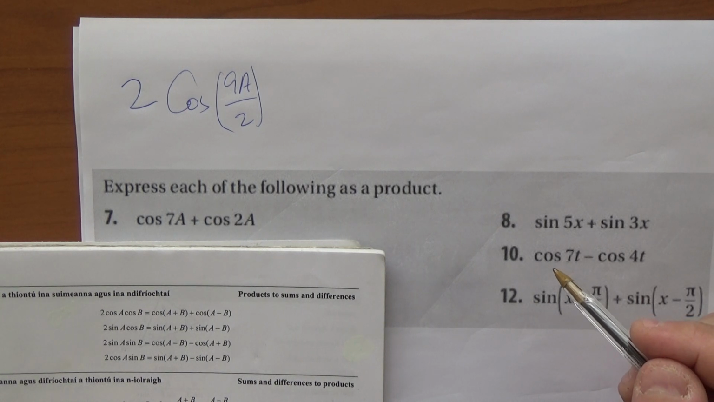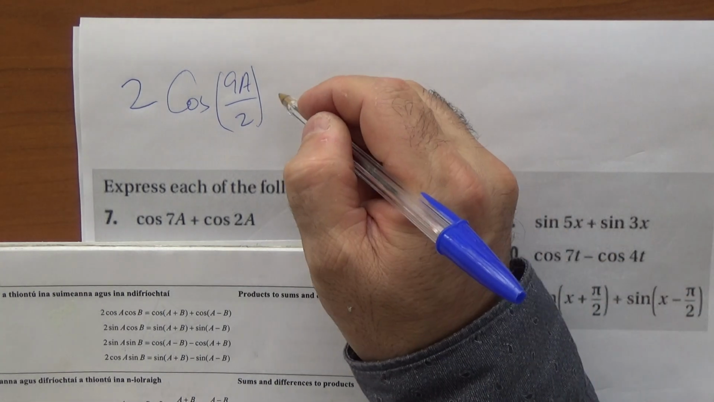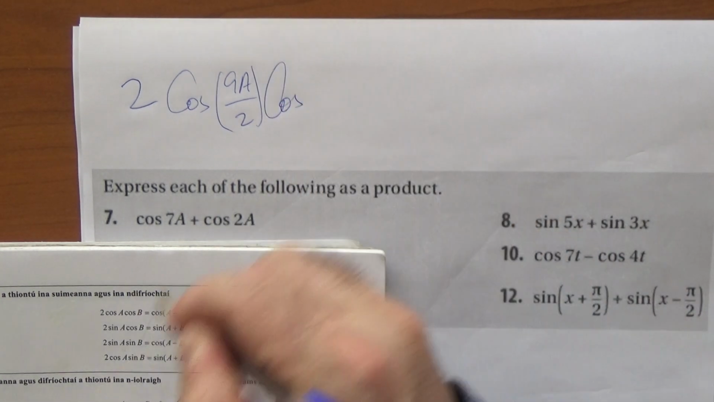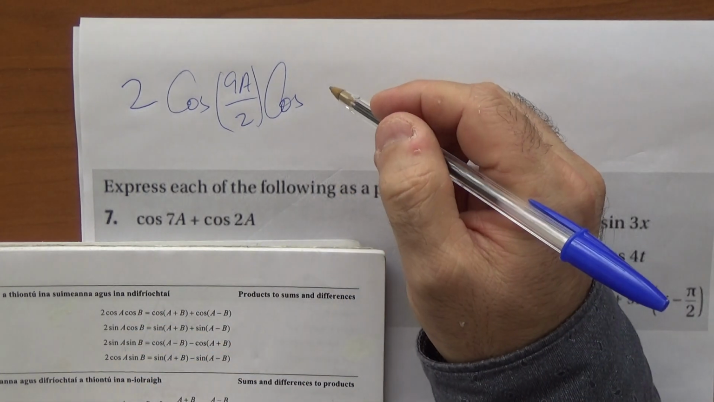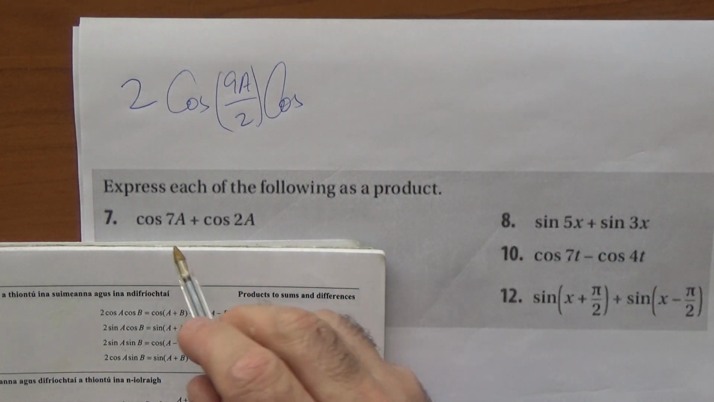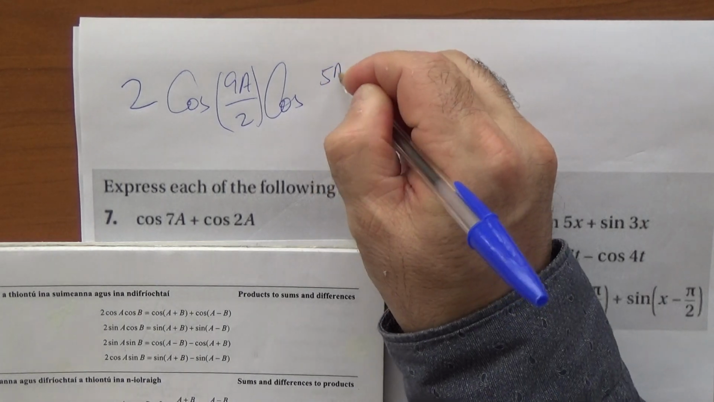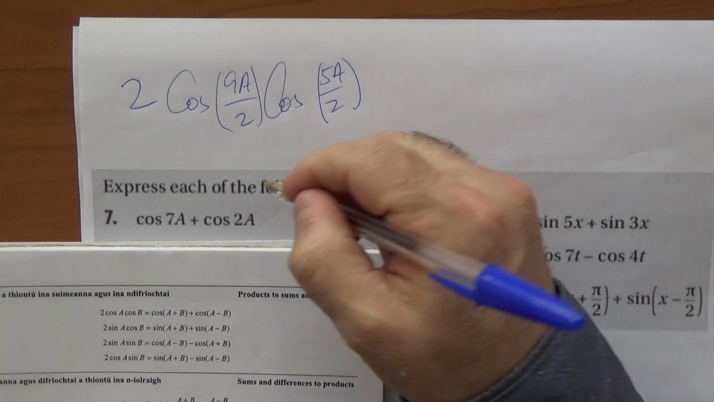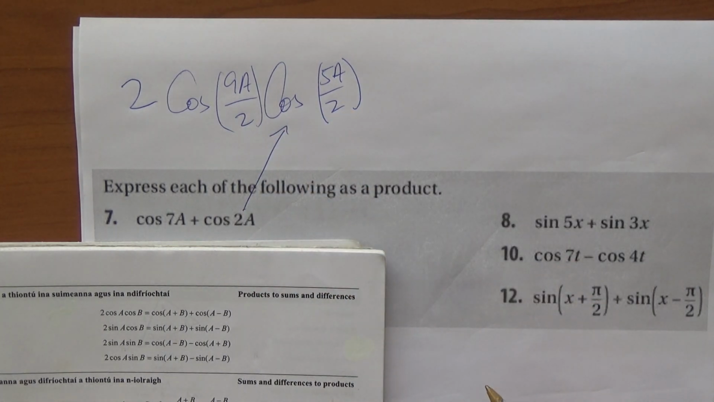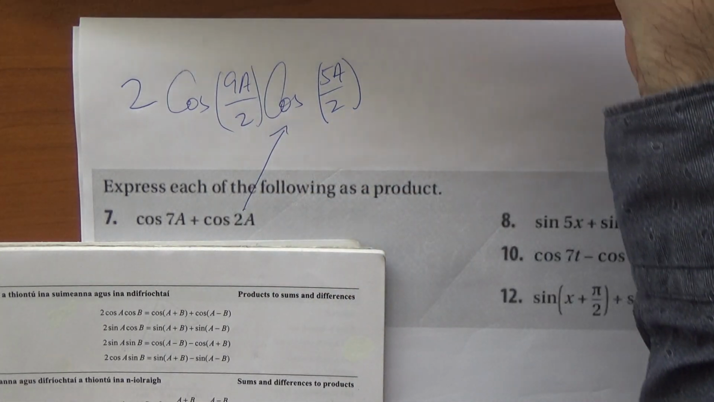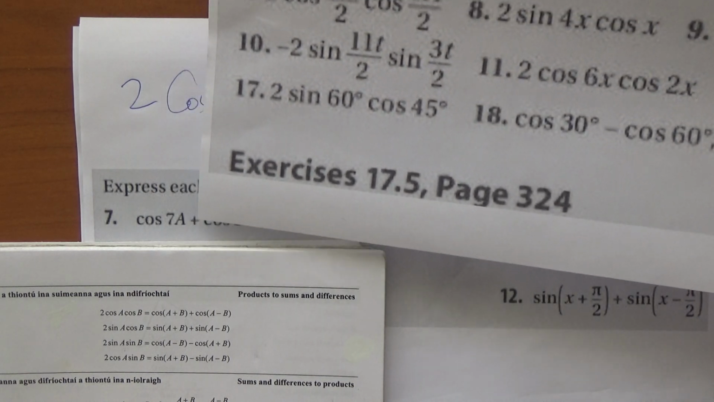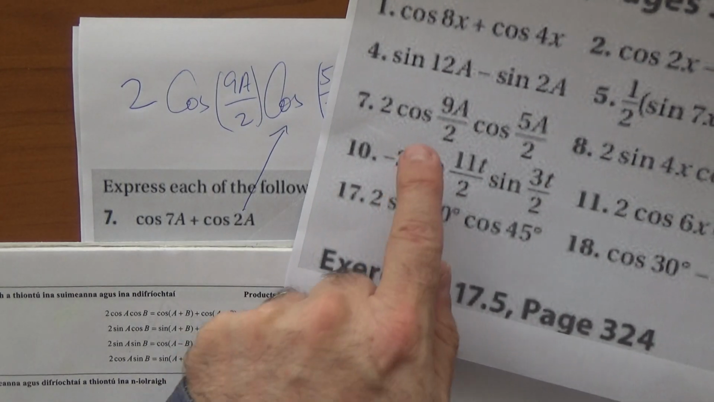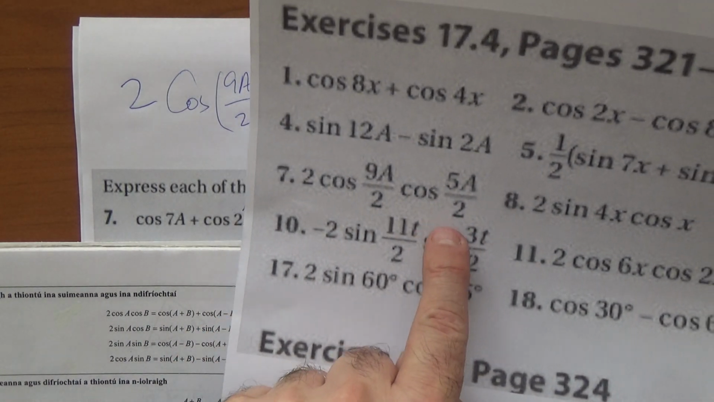Moving your finger on here, just bringing it on to the next little bit, and you got another cos. So it's all cos's here. Cool. Cos of, the big one take the small one, is 5a over 2. And that 2 being part of the formula. And that's that finished. Okay, question 7: double the cos of 9a over 2 times the cos of 5a over 2. Cool.